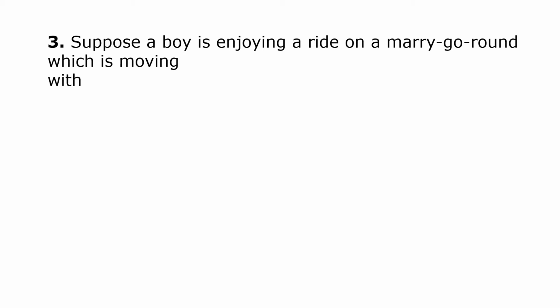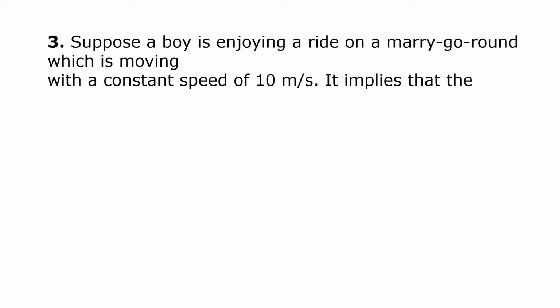Coming to third question. Suppose a boy is enjoying a ride on a merry-go-round which is moving with a constant speed of 10 meters per second. It implies that the boy is. Here merry-go-round means it is circular motion. If the boy is moving with constant speed 10 meters per second, we can't say that he is moving with constant velocity. Every time the direction is changing, so velocity also changes. The change in direction is similar every time, so we can say that the boy is moving with uniform acceleration. Change in direction is same, that means change in velocity is same. Change in velocity per unit time is nothing but acceleration.